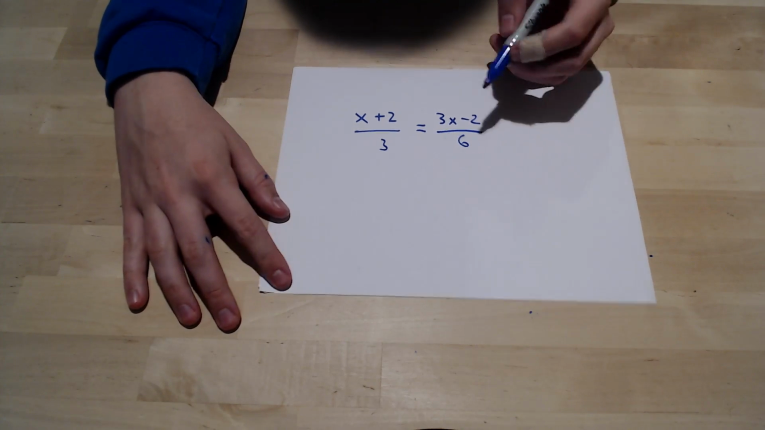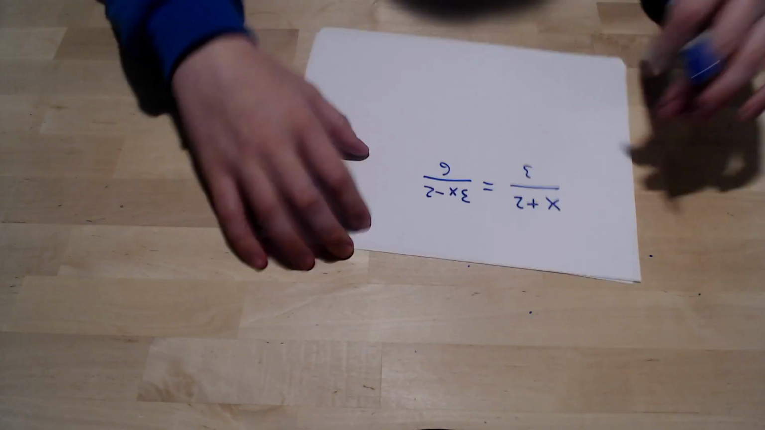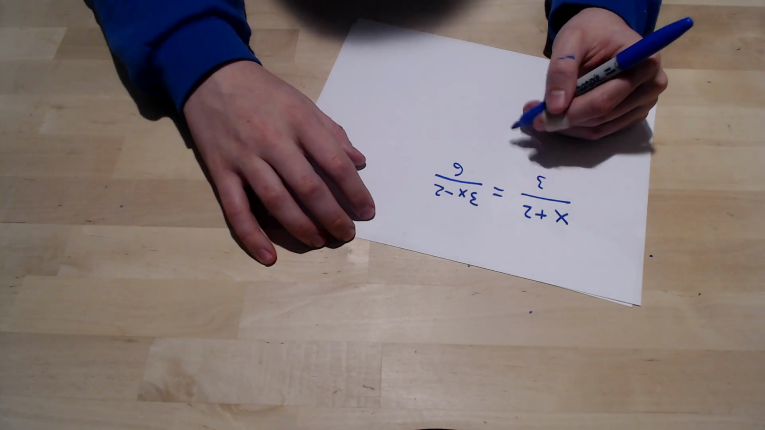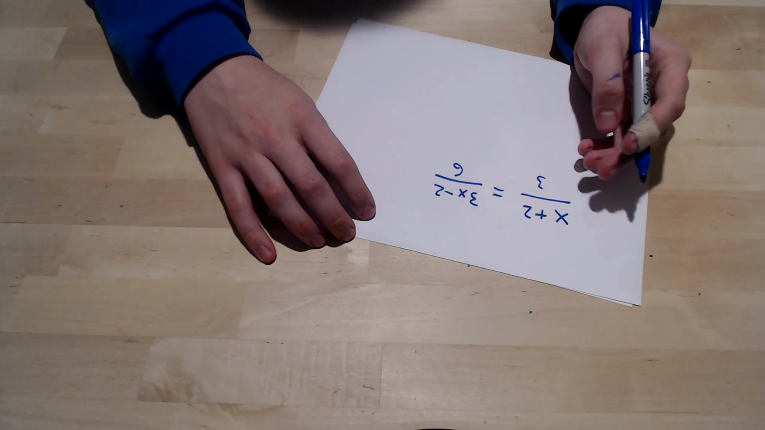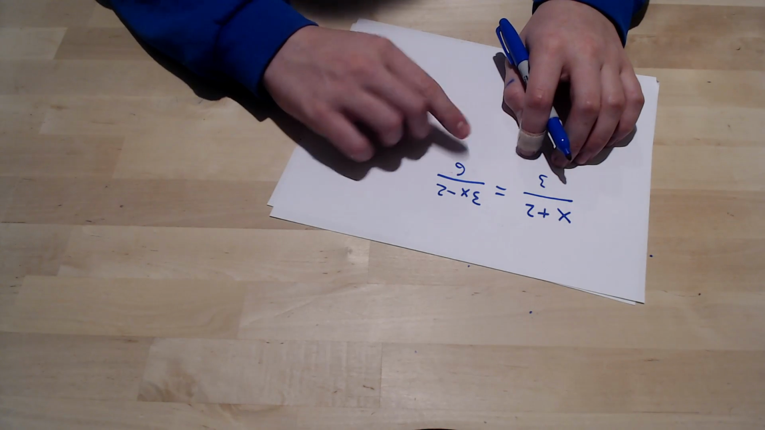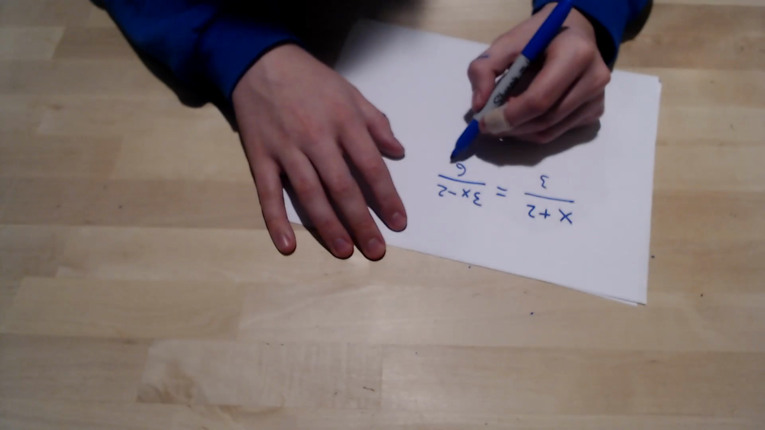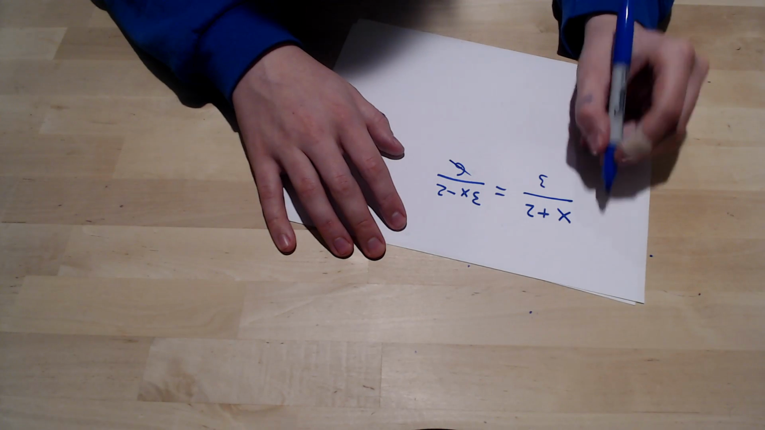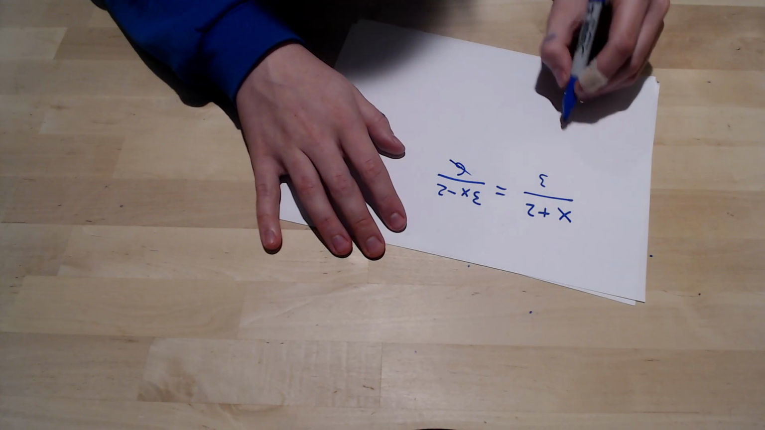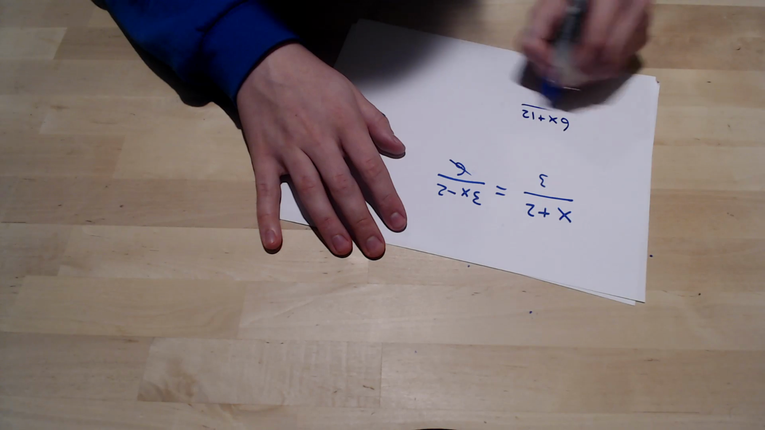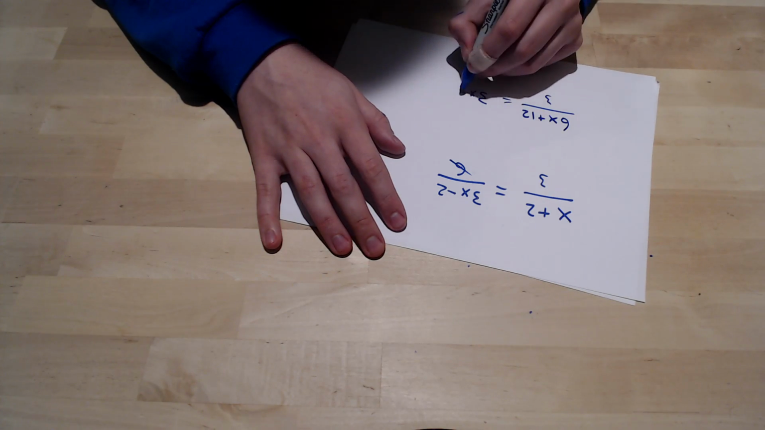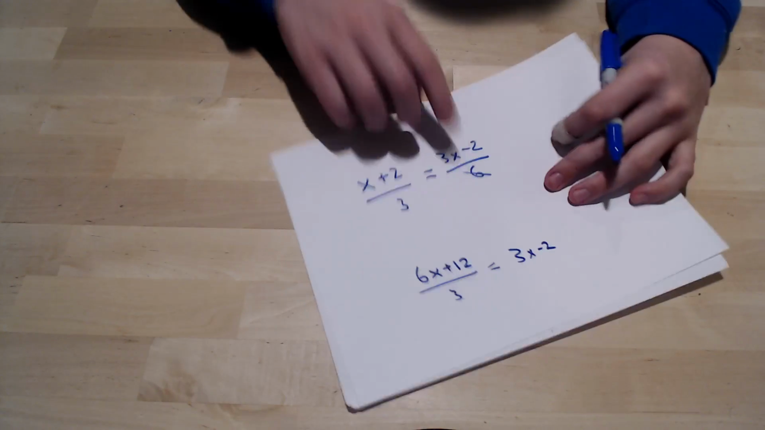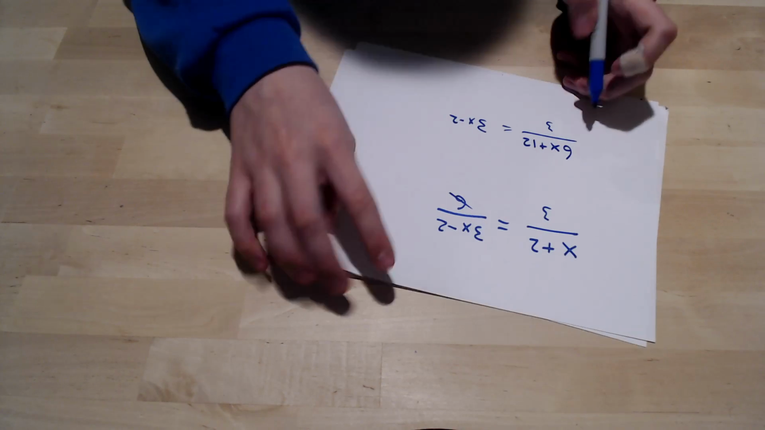So first of all, you want to get rid of these denominators. And since there's no variable in the denominator, it doesn't have to have a common denominator. You can just get rid of the denominator. And that's done by multiplying. So here goes to here, so 6x plus 12 over 3 equals 3x minus 2. Because we got rid of this, we multiplied it here, and now we do the same with the other side.